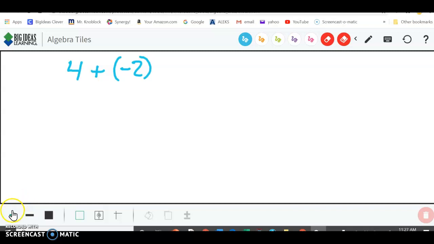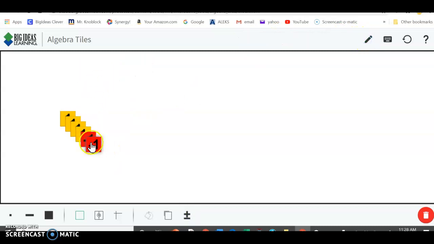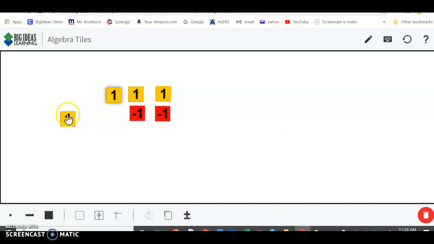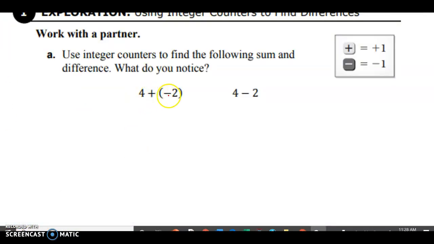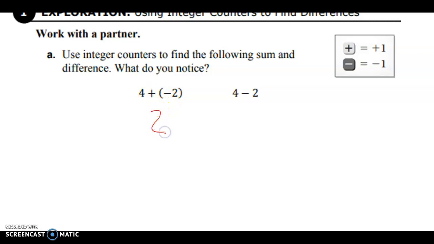Alright, so let's first look at 4 plus negative 2. So 4 positives and 2 negatives. So remember when we stack them, I kind of like to stack it like that. So 4 plus negative 2, boom. We end up with 2 positives. So we said 4 plus negative 2 ends up being 2 positives.